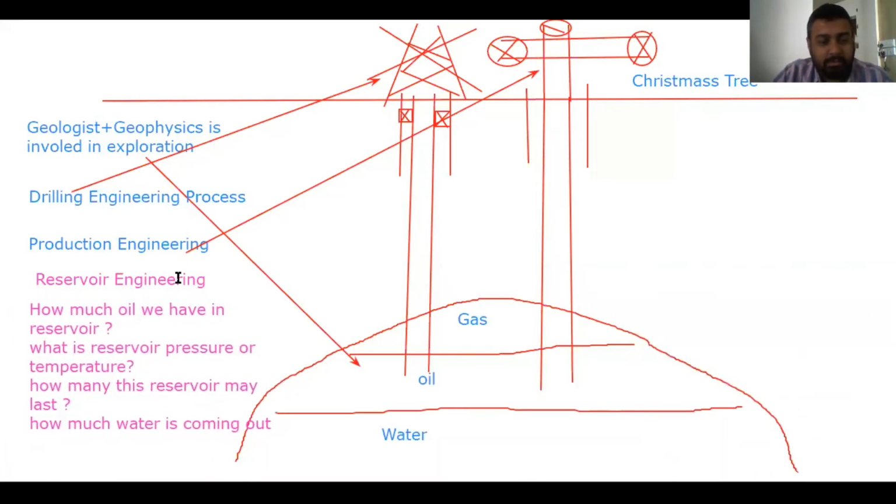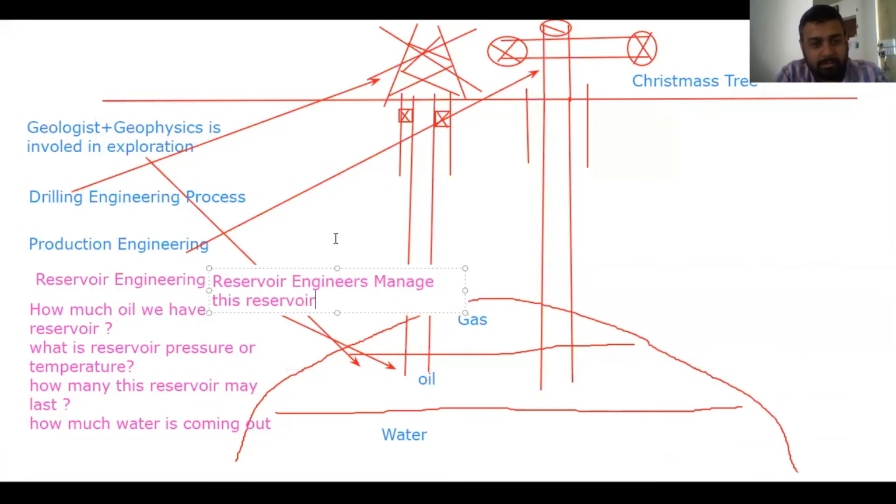Okay, so what these reservoir engineers do actually, they manage this reservoir. Reservoir engineers manage. Okay. Now I will stop it here and allow you to please ask if you have any questions till now. Then we will continue further.